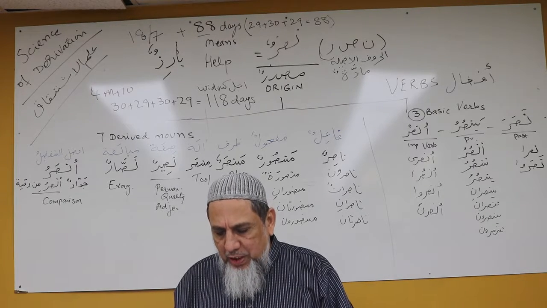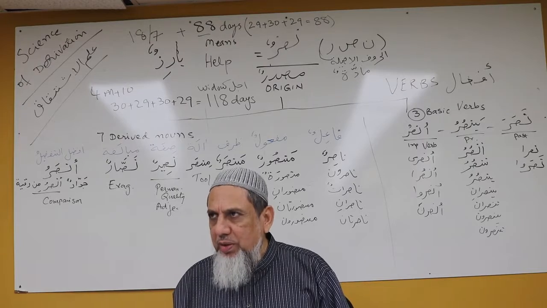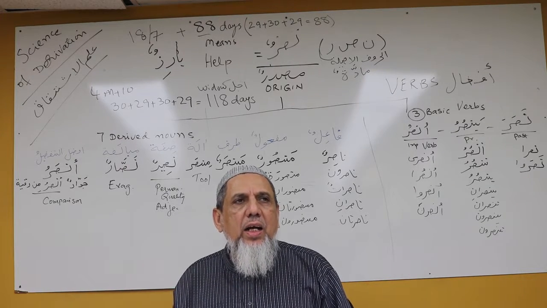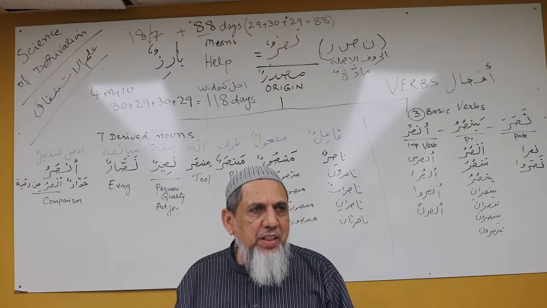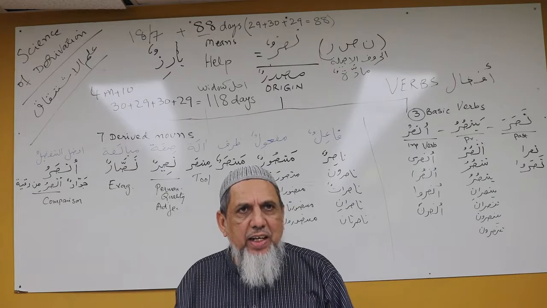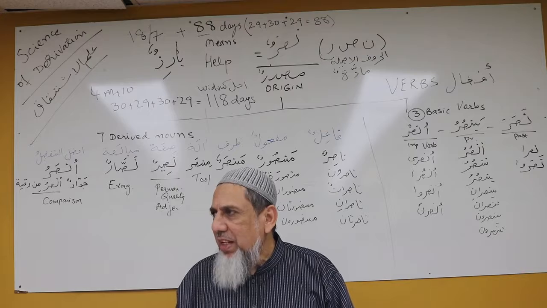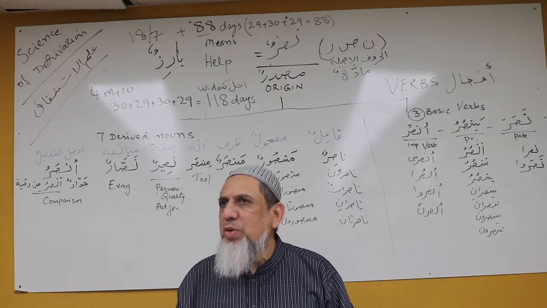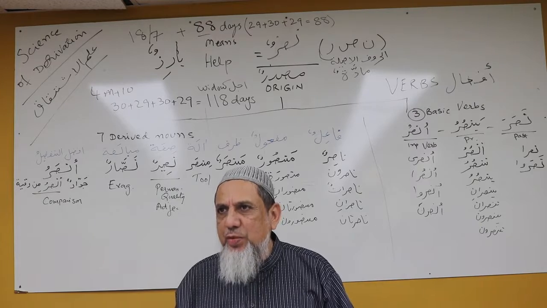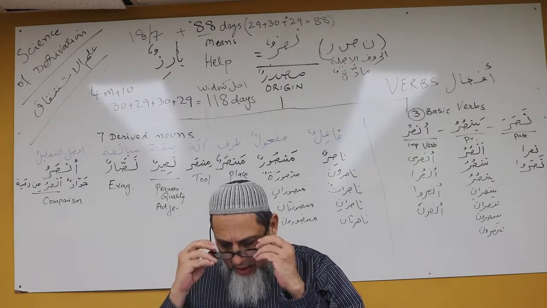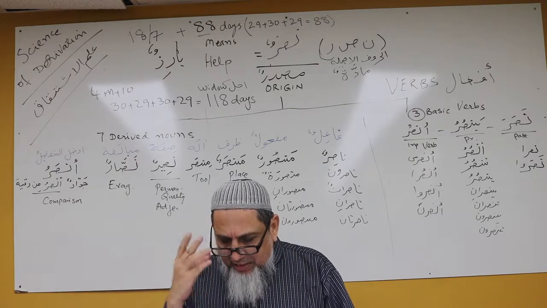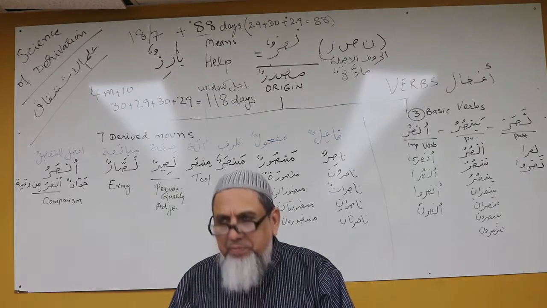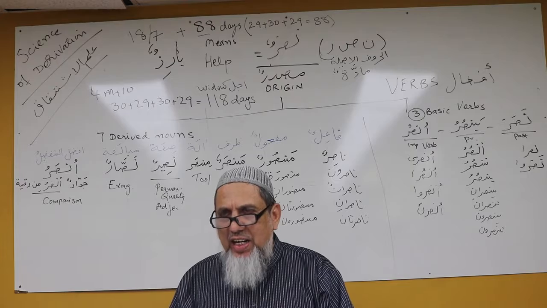نصر ينصر is مضارع, ضرب يضرب is مضارع. I said earlier that يا is the sign of فعل المضارع; it starts with يا. And sometimes with the, look at this chart here.